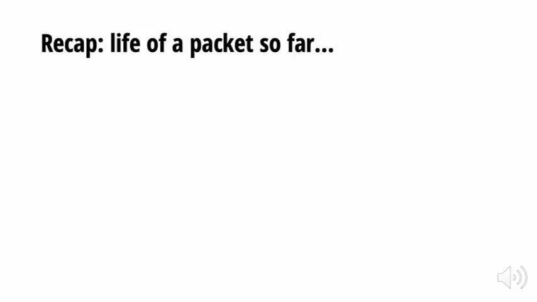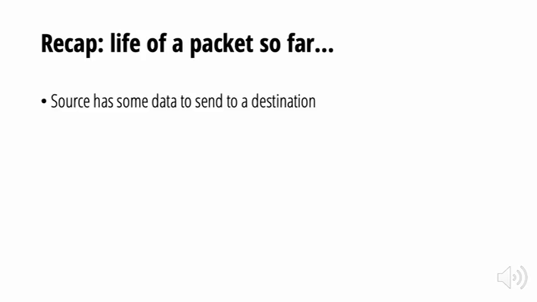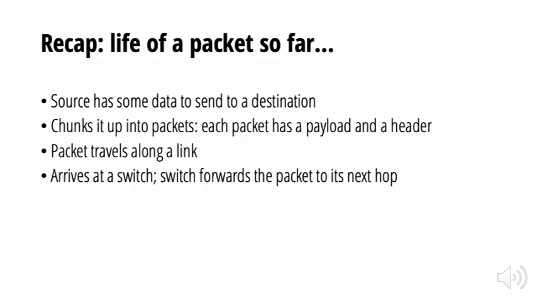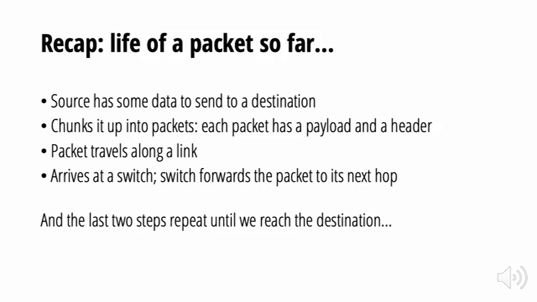So to recap, let's start to build that life of a packet now that we understand a little bit more. Life of a packet: the source has some data that it wants to send to a destination. It chunks it up into packets. Each packet has a payload and a header. The packet travels along a link. It arrives at a switch. The switch looks up the destination in its forwarding table and forwards the packet to what we call the next hop. Okay? So it sends it out over one of its links. And then I'm going to repeat these last 2 steps until the packet reaches the destination. Okay? So this is life of a packet as a starting point.